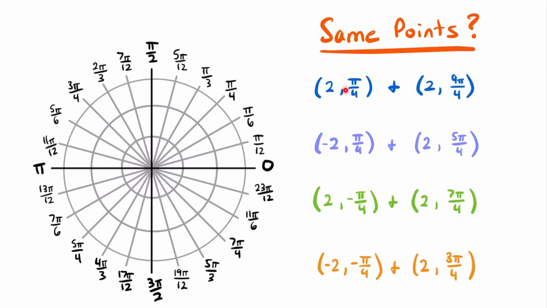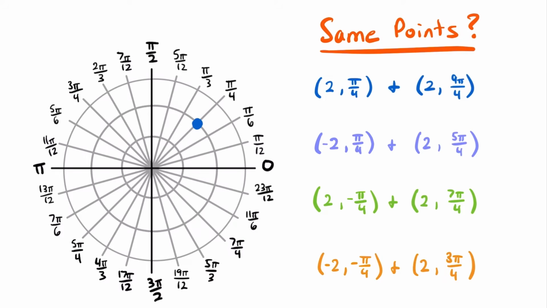We have 2, pi divided by 4 and 2, 9 pi divided by 4. And so if we plot our first pair of polar coordinates here, our radius is 2 and our angle is pi divided by 4. The angle of pi divided by 4, if we start at our polar axis, will take us to this angle right here at pi divided by 4. And since our radius is 2, that will take us to this second circle. So those polar coordinates take us to this point right here in our polar coordinate system. So I'll plot that point.